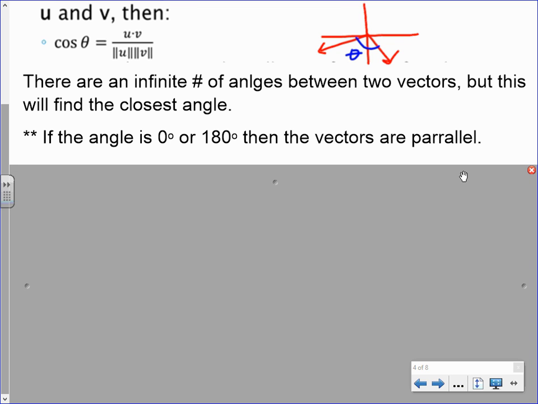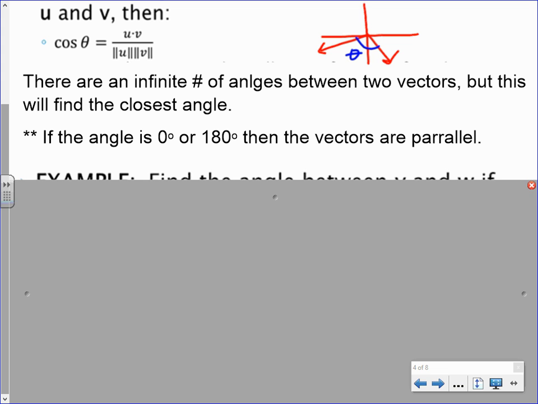If the angle is 0 or 180, that's going to mean our vectors are parallel. If we have an angle of 0, that means they're going in the exact same direction. If our angle is 180, that means our vectors are going in exact opposite directions. Whether they are going in the same direction or opposite directions, they're still going to be viewed as parallel vectors. Just wanted to talk about that before we went on.